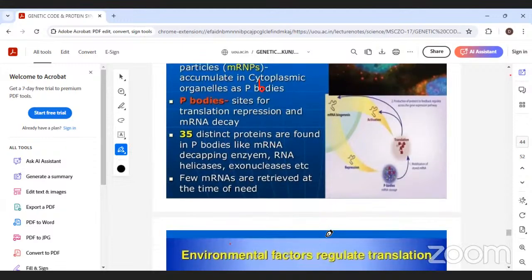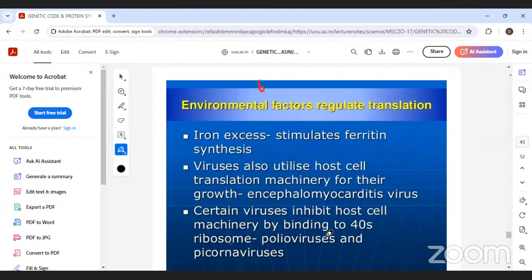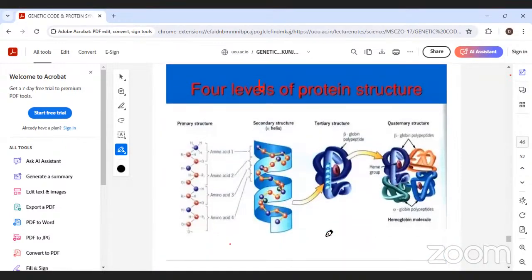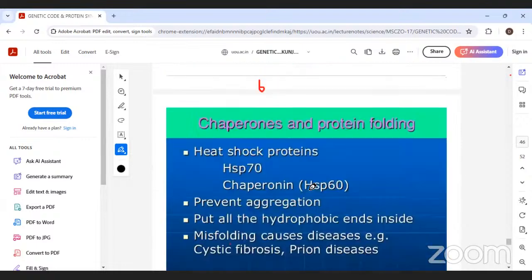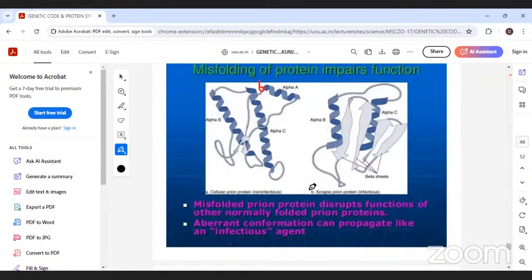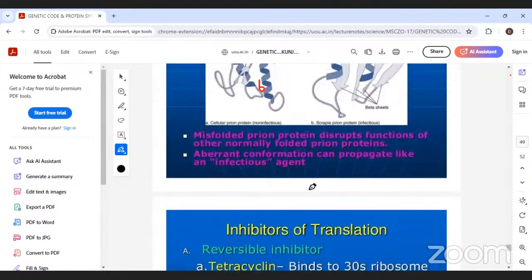A few are mRNA related. Environmental factors regulate translation, for example iron, and these all operate at the level of protein synthesis. Primary structure, secondary structure, tertiary, quaternary. Tertiary includes the alpha helix and beta globin polypeptide. Chaperones and protein folding are main important sources.